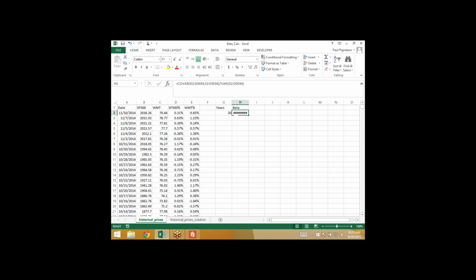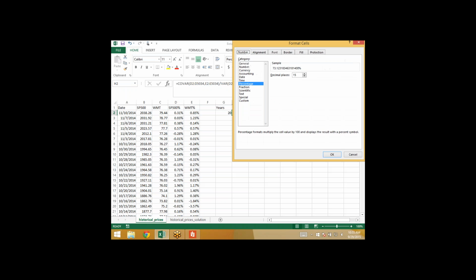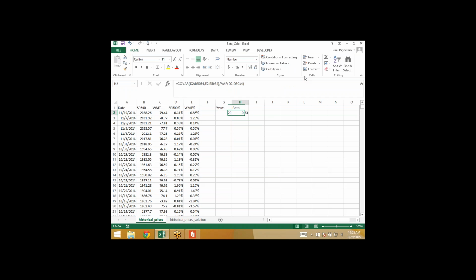Which gives us what? A crazy number. Let's round it. I'm going to round it to 2 decimal places. All I need, 0.73. Much higher than 0.4. You go back to the debate on this.